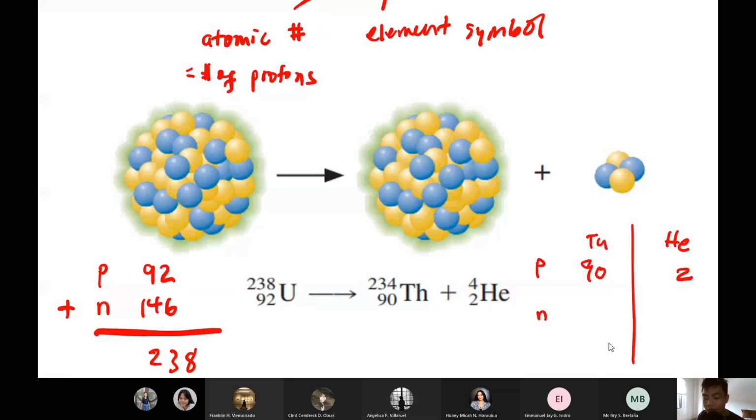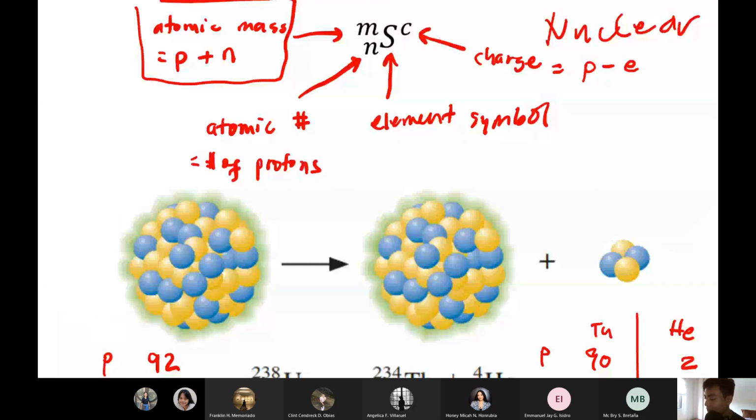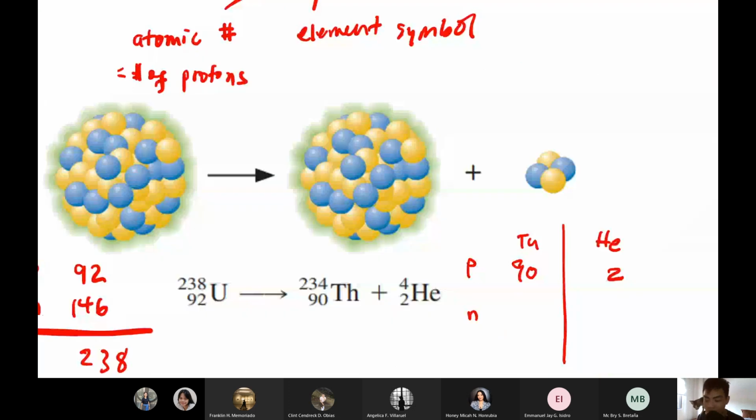Okay. Saan ang galing yun, sir? Dito lang yun ang galing. Atomic mass, proton plus neutron. Substitute mo lang yung neutron. Okay. So that will be atomic mass minus proton. Okay. So that will be 234 minus 90. Kakalkulahin ko na yan. 234 minus 90, 144. And 4 minus 2 is 2.